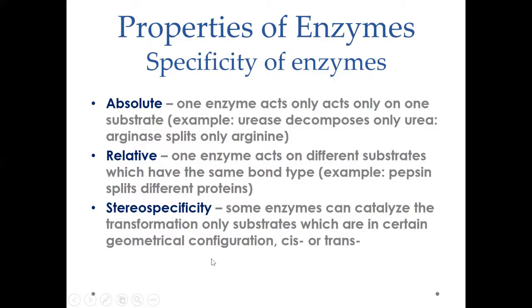Next type is stereospecificity. Another name is optical specificity. Here the enzyme is specific not only to the substrate, but also to its optical configuration. Optical specificity of enzymes is considered the highest specificity shown by any class of enzyme in the living world. It may be L and D, trans and cis forms of different compounds. For example, L-amino acid oxidase acts only on L-amino acids, not on D-amino acids. But D-amino acid oxidase acts only on D-amino acids.